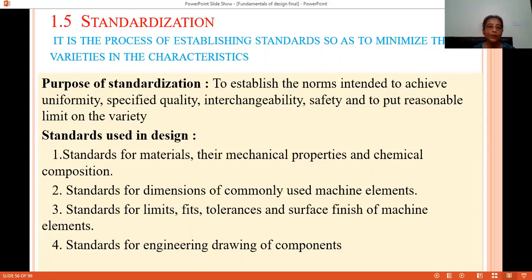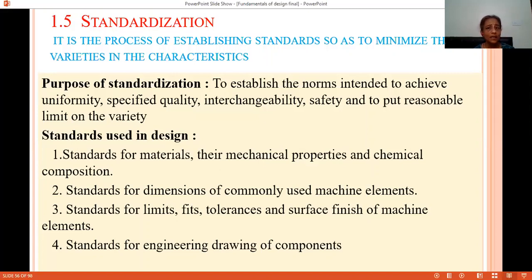Similar to that, you have studied symbols for materials, and conventional representation symbols for machine components like a bearing. Everyone will understand that symbol. If a bearing symbol is drawn, it will be interpreted in the same way. So what is the purpose of standardization? We have to establish the norms to achieve uniformity. Uniformity means everyone will interpret and understand it in the same way.